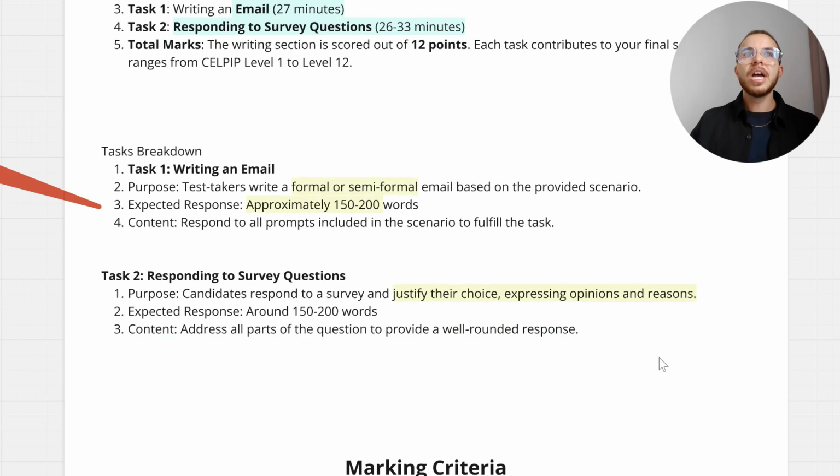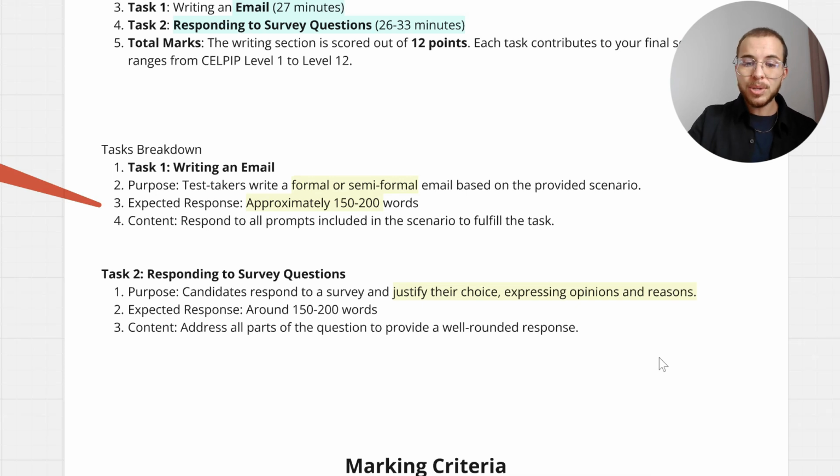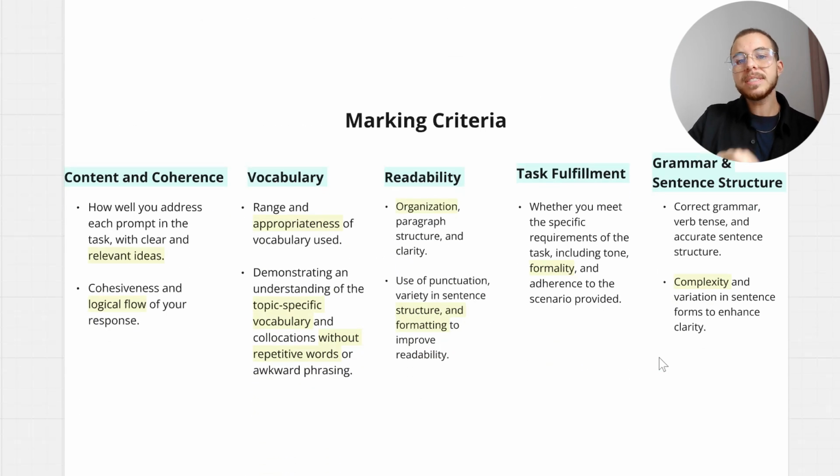Now, you might be wondering, Scott, what are they actually marking me on? Well, if you haven't looked at their website already, I'll show you down below. This is the general marking criteria. High score of 9 or 12 is a little bit challenging to get, but you can do it if you successfully achieve all of these areas.